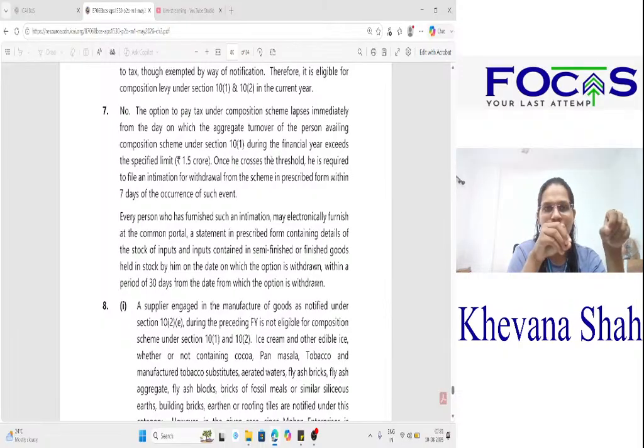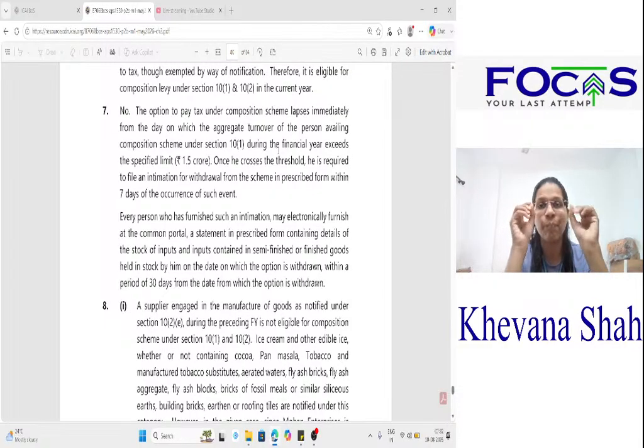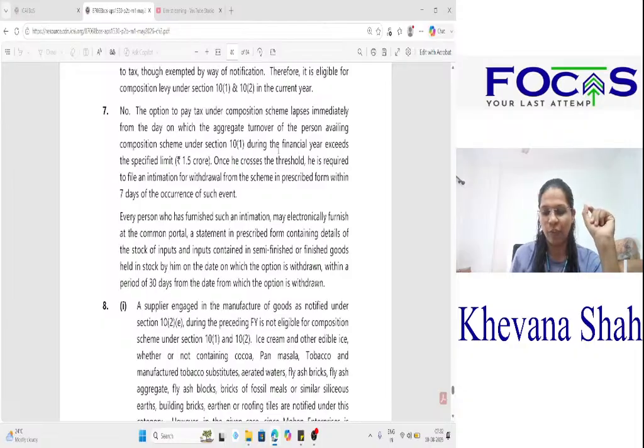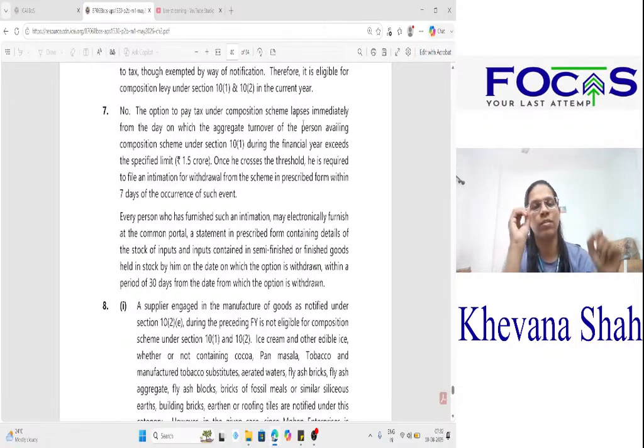Once he crosses the threshold, he is required to file an intimation for withdrawal from the scheme in the prescribed form within 7 days of occurrence of such event. So once the threshold limit to opt for composition levy is crossed, you are not eligible to retain your composition levy scheme, and you will be required to file an intimation for withdrawal from the scheme in the prescribed form within 7 days of occurrence of such event.